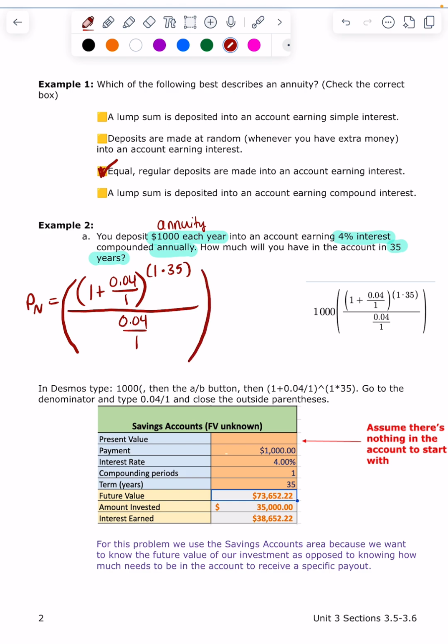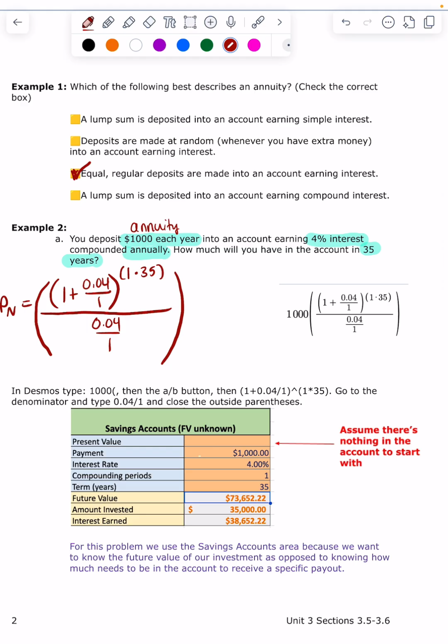And then over on the side I have what it looks like in Desmos. So to get that, you'll want to type 1000 parentheses and then type the fraction. So the fraction button looks like A over B.